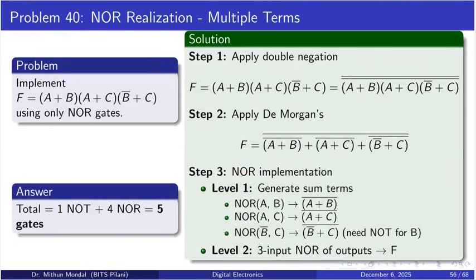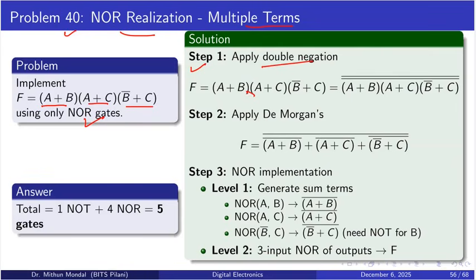In problem number 40, we will see the NOR realization in terms of multiple terms. So you have A plus B, multiplied by A plus C, and then multiplied by B bar plus C. And this function we need to implement using the NOR gate. So how many steps do we require? Let us see the first step. You apply the double negation to this one.